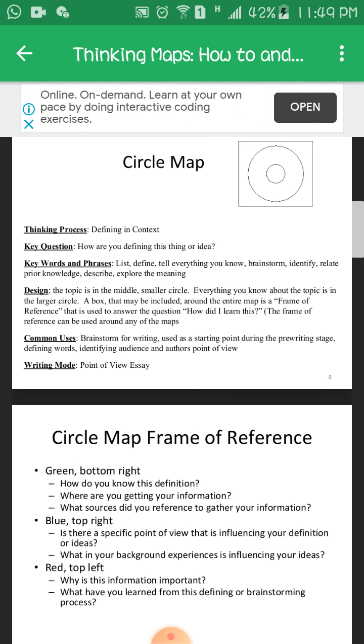A box that may be included around the entire map is a frame of reference, and that is used to answer the question, how did I learn this? The frame of reference can be used around any of the maps. Common uses. Brainstorm for writing, used as a starting point during the pre-writing stage, defining words, identifying audience and author's point of view. Writing mode, point of view essay.